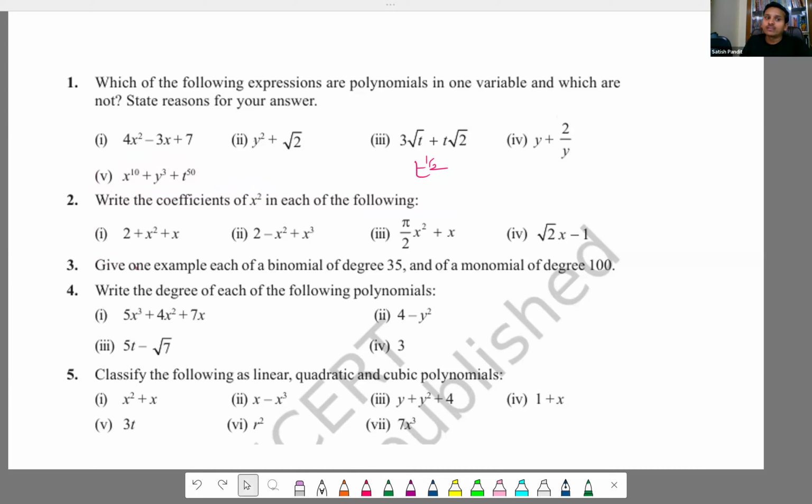Right. Answer is 1. Because before x square nothing is there, which means 1. Okay. Before x square, we have to find out the coefficient alone. So plus 1. Nothing is there means 1. So plus 1. So the answer is 1 here.